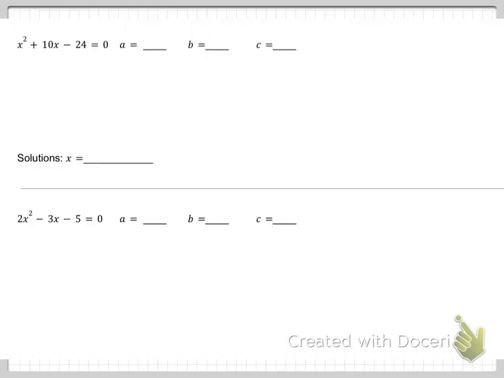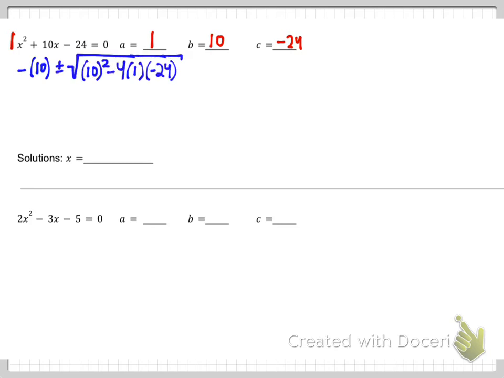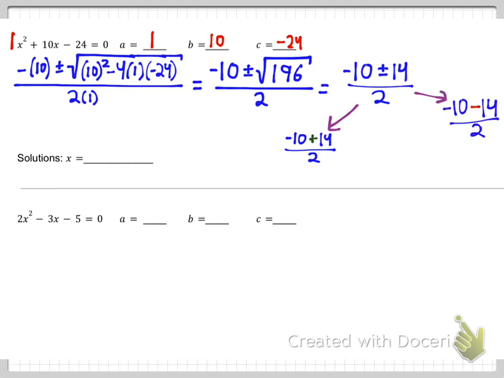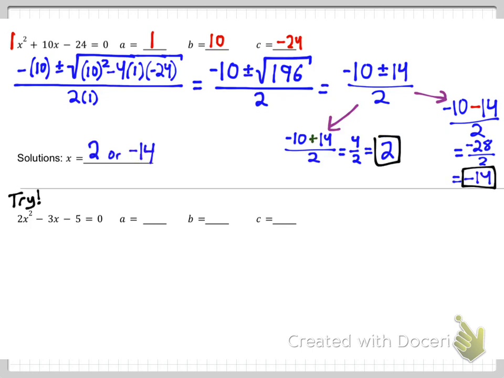All right, for these last 2 problems, A is 1, B is 10, C is negative 24. So we're going to write this into the quadratic formula. Negative 10 plus or minus the square root of 196 all over 2. 196 is 14 squared, so we get negative 10 plus or minus 14 over 2. This becomes 2 equations. One of those equations becomes 2, the other one becomes negative 14, so those are our 2 solutions, 2 and negative 14. Go ahead and try this last one on your own.